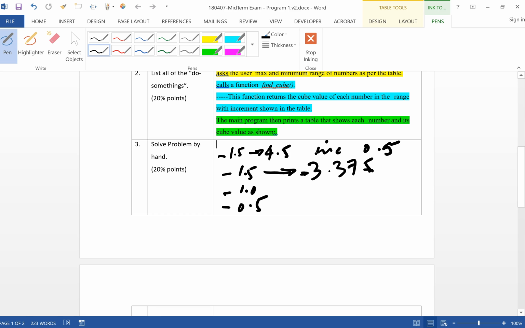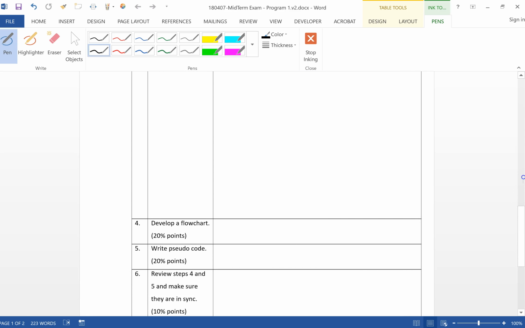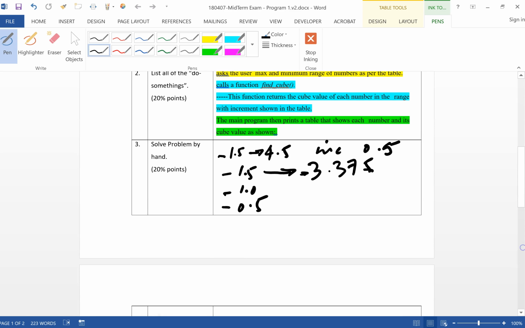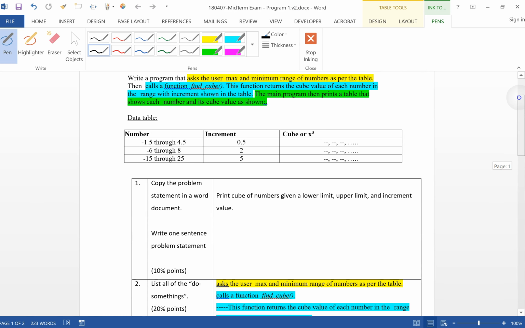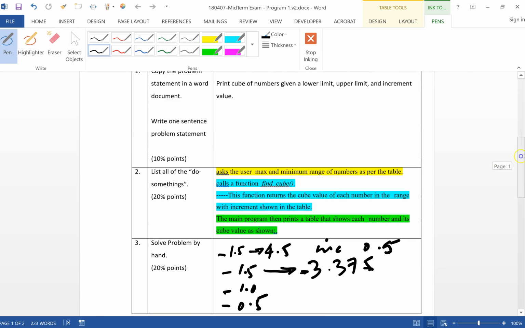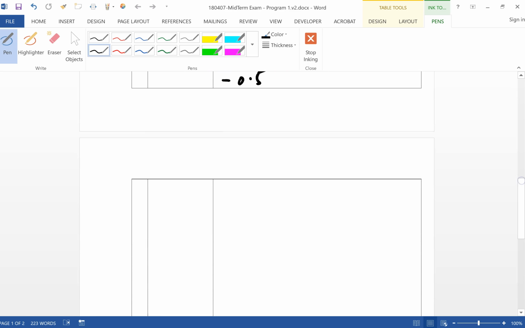We can go and pick another series like we talked about earlier, and that is minus 6 through 8 with an increment of 2. So minus 6 through 8, and the increment is 2. Again, minus 6, minus 4, minus 2, 0, 2, 4, 6, and 8.